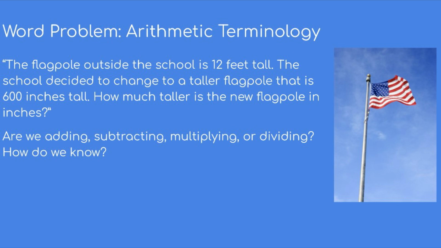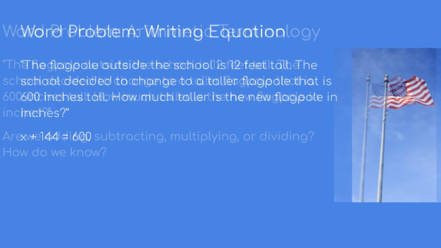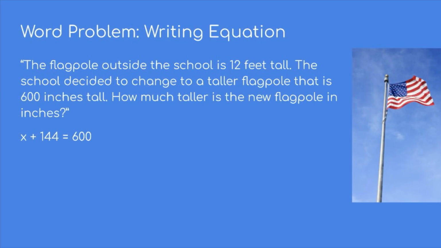As a way to determine how to set up the equation, we will look further into the arithmetic terminology. Are we adding, subtracting, multiplying, or dividing? After delving deeper with Sarah and the rest of the class, we're looking at the word taller. Taller here means that we know that the old flagpole plus a certain amount equals the new flagpole.